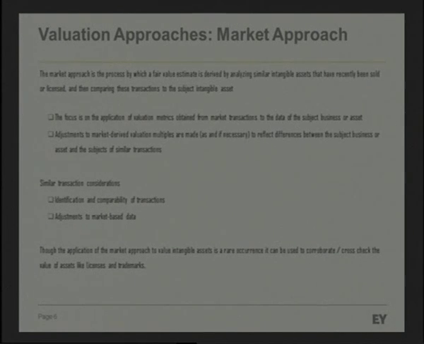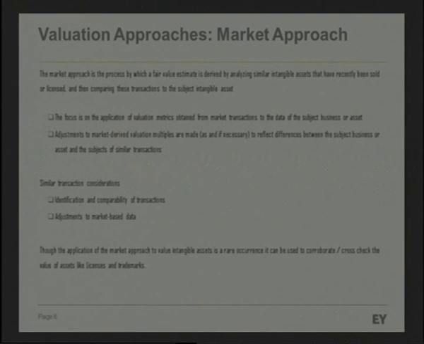Now we come to the valuation approaches. Typically, as I said, there are three approaches. There's a market, there's an income, and there's a cost approach. What does the market approach say? A market approach is a process by which a fair value estimate is derived by analyzing similar intangible assets that have recently been sold or licensed, and then comparing these transactions to the subject intangible asset.